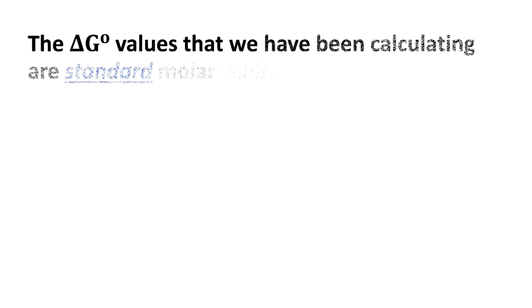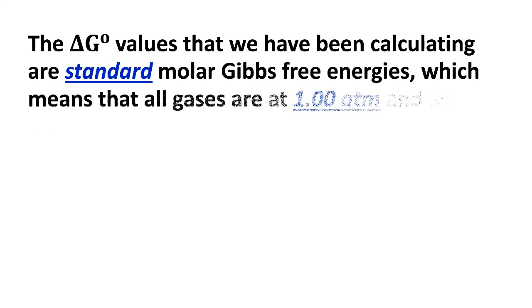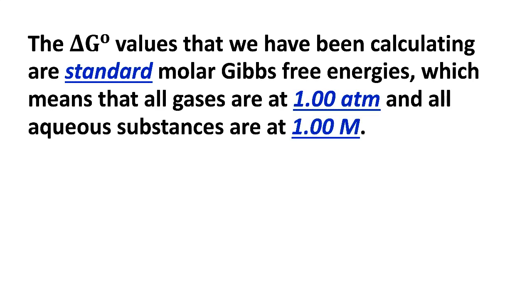Now, the delta G naught, or delta G superscript 0, values we've been calculating with and looking at so far are standard molar Gibbs free energies. And what this means is that gases involved in the reaction are at 1 atmosphere and aqueous substances are at 1 molar.